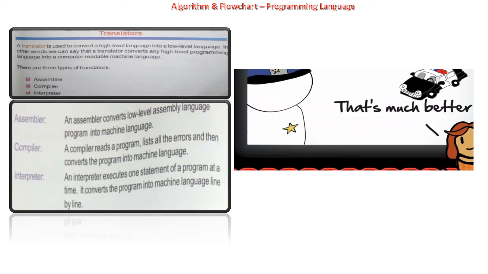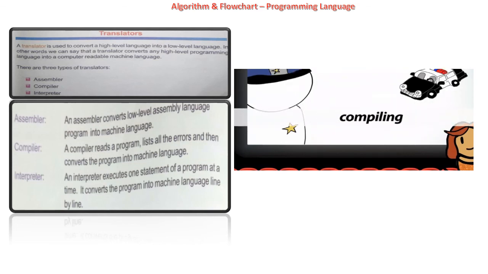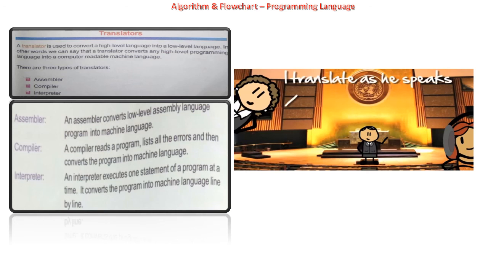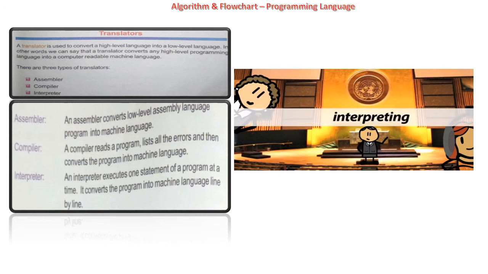Interpreter. An interpreter executes one statement of a program at a time. It converts the program into machine language line by line. Okay, understood?